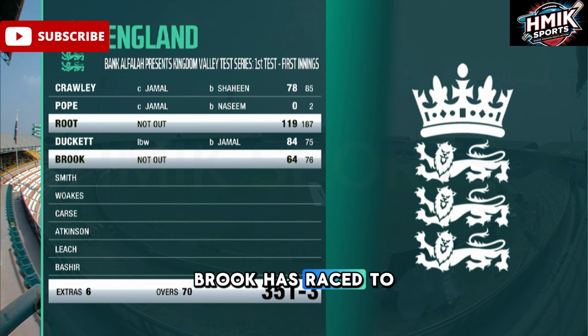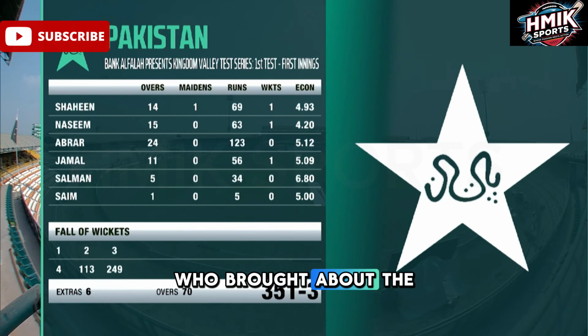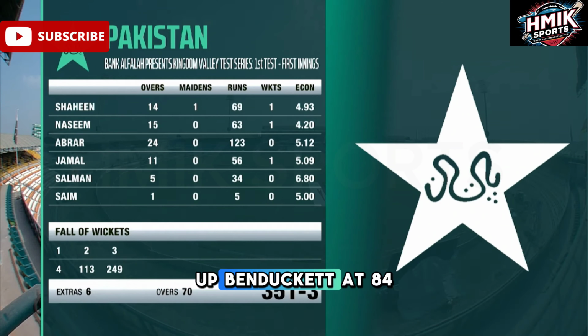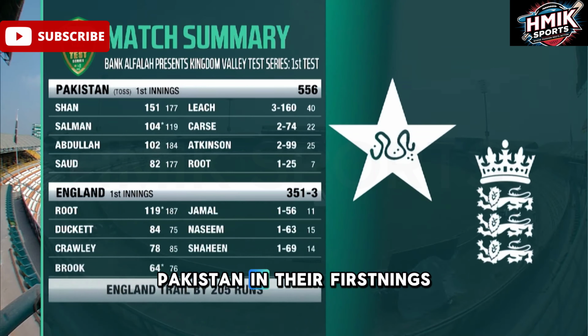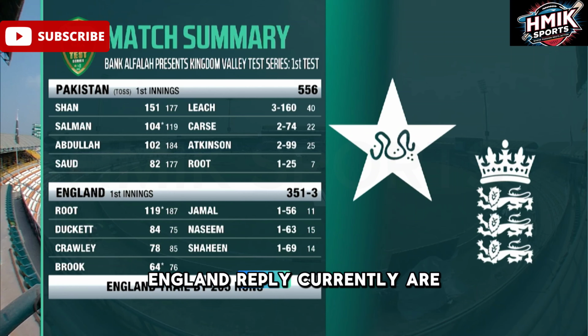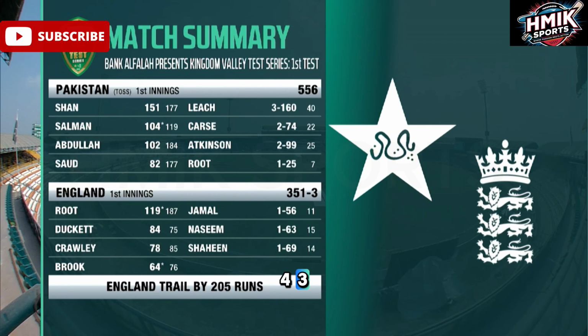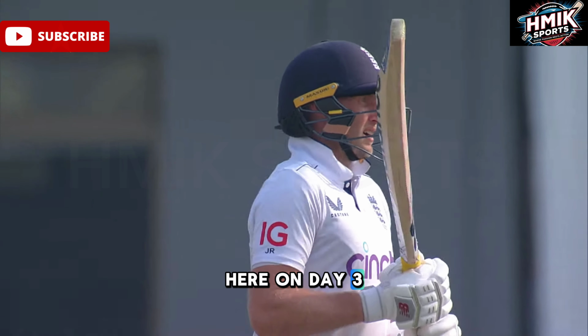Brook has raced to 64. It was Aamer Jamal who brought about the downfall of Ben Duckett. It was an important breakthrough as he picked up Ben Duckett at 84. The position of the match so far, Pakistan in their first innings putting on 556. England in reply currently are 351 for 3. They trail by 205 runs. Let's join the action in this final session here on day 3.